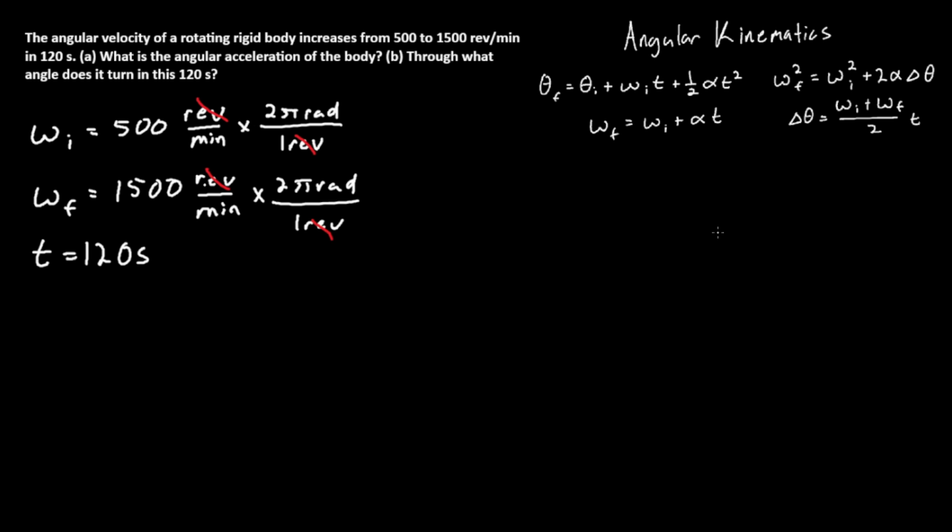Okay, let's do some unit conversion for our minutes unit. So all we did here was cancel out the minutes, so we can have seconds. So we can have radians per second as our final units.